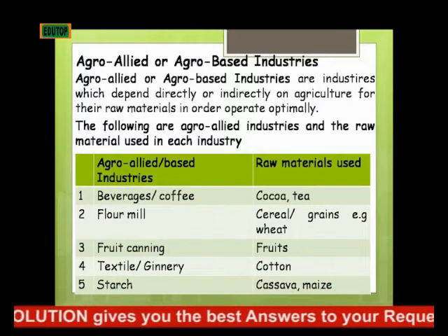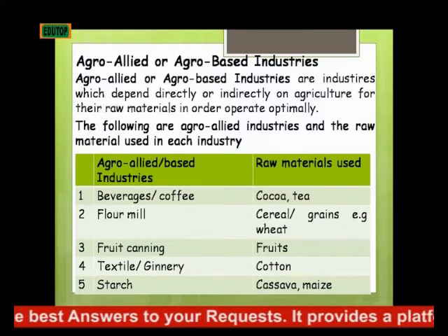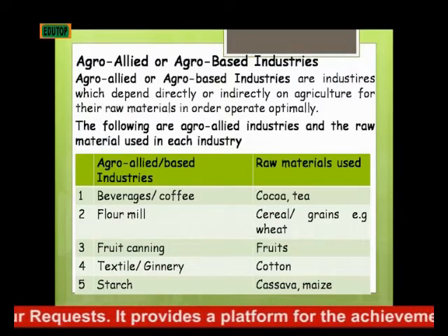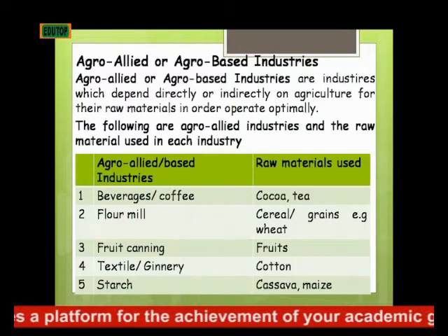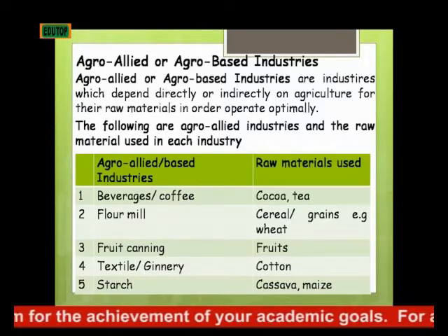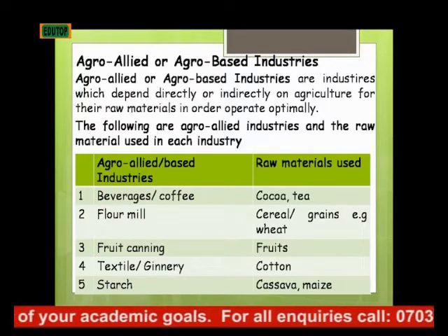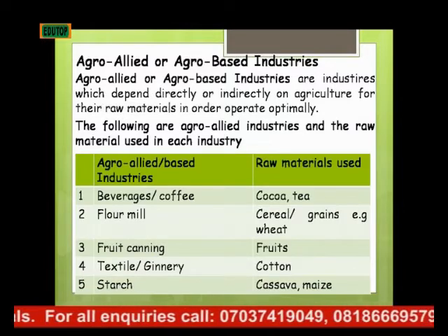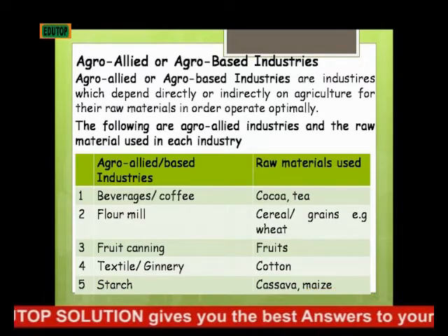The following are agro-allied or agro-based industries, and the raw materials used in each industry, just as you can see in this table. In that table we have majorly three columns. We have the agro-based industry and then their raw material. The beverage and coffee industry makes use of cocoa and tea as raw material. The flour mill makes use of cereal grains, e.g. wheat, barley, and maize as the raw material.